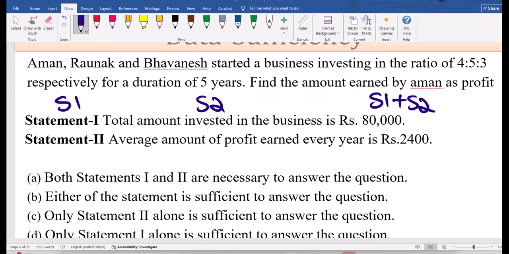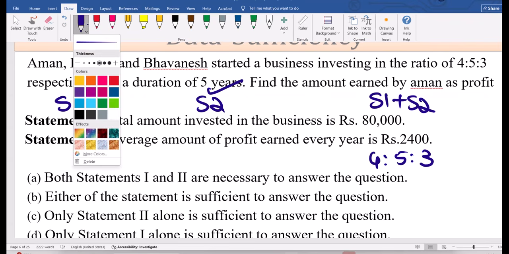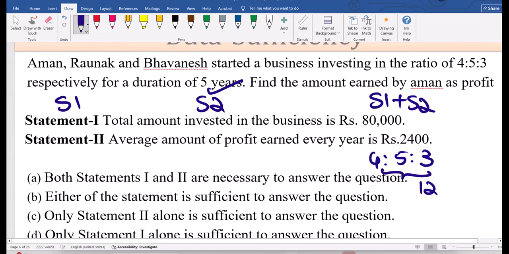I know in statement 2 alone, the total profit per year is given. So this profit should be distributed among them in 4:5:3. Now Aman will get 4 parts out of a total of 12. 4 out of 12 means 1/3, so 1/3 of the profit is Aman's. So yes, I can calculate using statement 2 alone. 4/12 is nothing but 1/3, so Aman will get 1/3 of the amount.